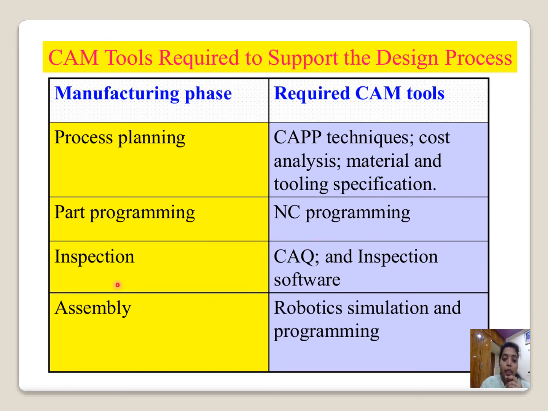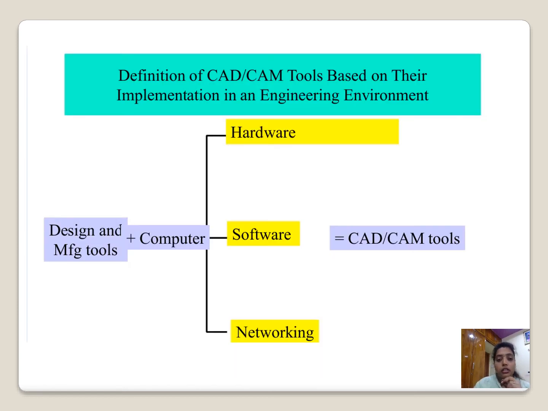Okay. Next one is the inspection. After the manufacturing, what do we do? We go through the inspection, meaning quality control action. By using CAQ and inspection software, we will inspect each object carefully, and afterwards we will go through the assembly process by using robotic simulation and programming. By using these programming methods, we will go through the assembly process, and afterwards the product will be manufactured.